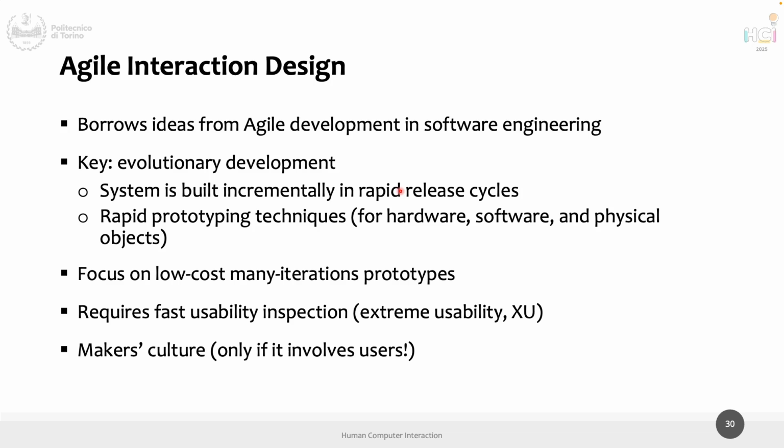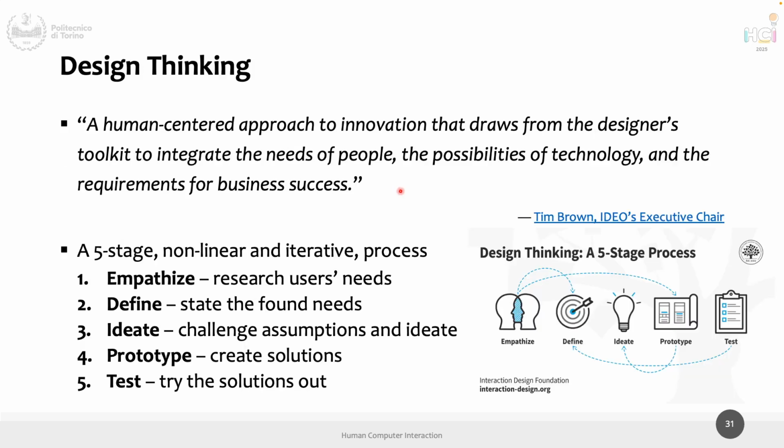Then there is agile interaction design, which borrows the idea from agile development in software engineering and brings it to interface and interaction design: evolutionary development as in agile, with quick release cycles, rapid prototyping techniques, and low-cost main interaction prototypes as in an agile sprint. But they also have extreme usability. They push, in a way, the limit on some parts to stay in the sprint.